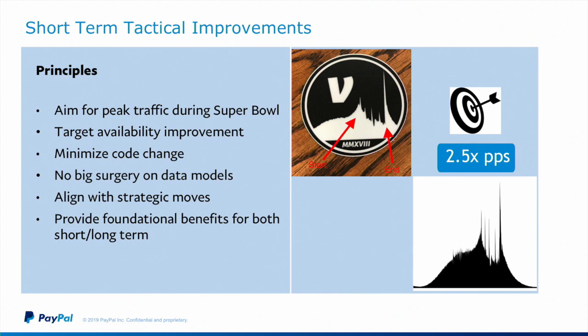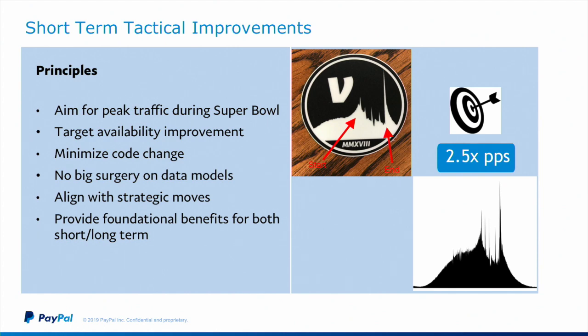So just like Don mentioned, a task force was formed with various teams in Venmo and also PayPal for the couple of months leading to the 2019 Super Bowl. The team analyzed the Venmo system for potential bottlenecks and implemented a lot of short-term tactical improvements, and the outcome was very noticeable.